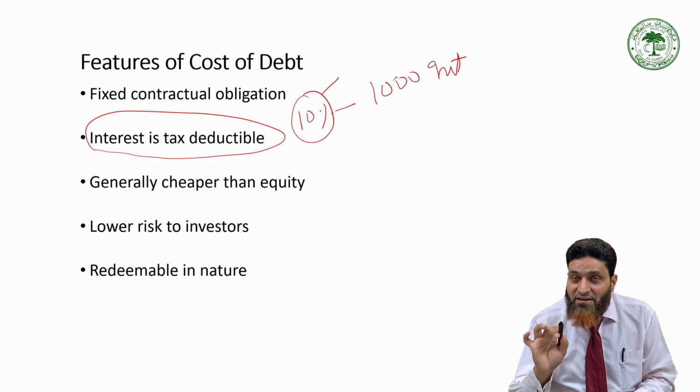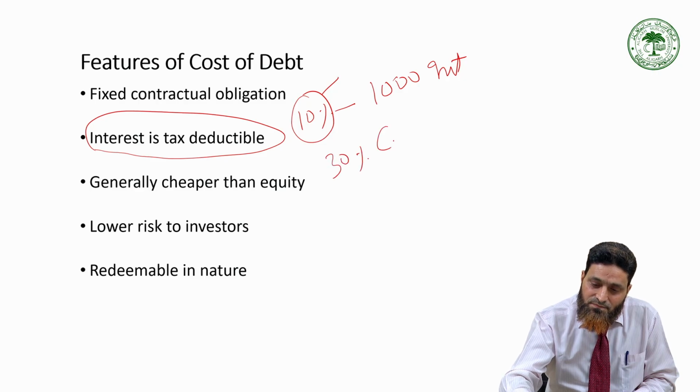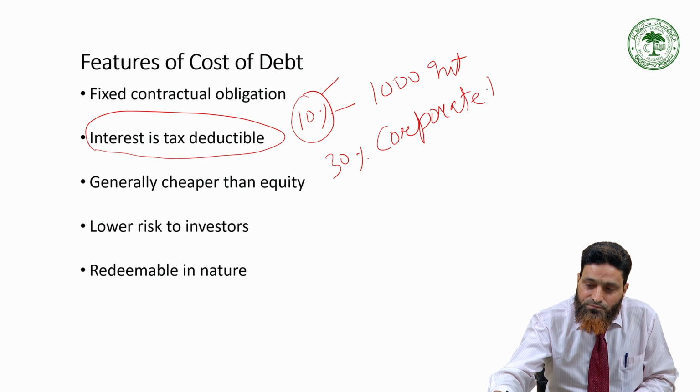But what will be the effective rate of interest, or the effective cost to the company? It will not be exactly 10%. Suppose the tax rate is 30%. 30% is the corporate tax rate.